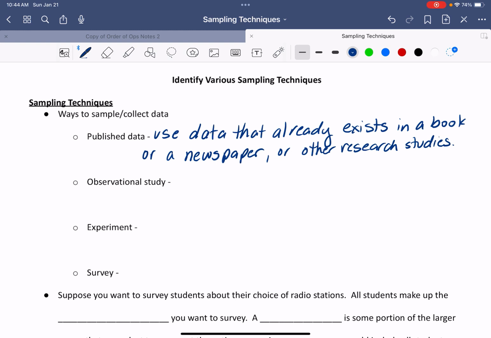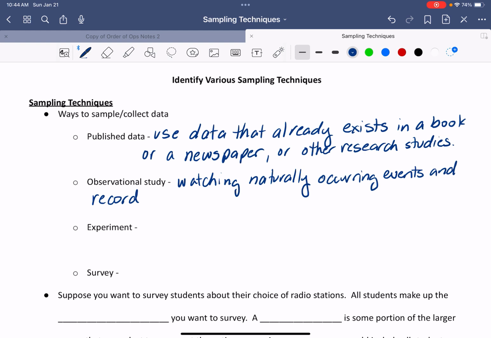All right, an observational study. Well, think about what the word observation means. It means to kind of look, right, and watch. So what we're doing is we are watching naturally occurring events, things that just happen, and record the data.